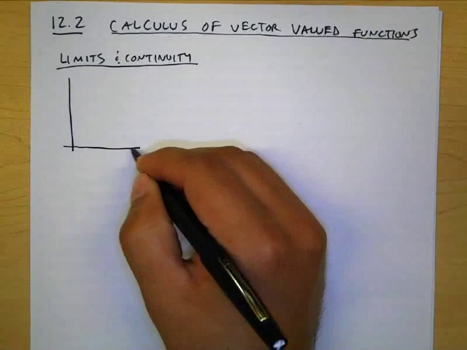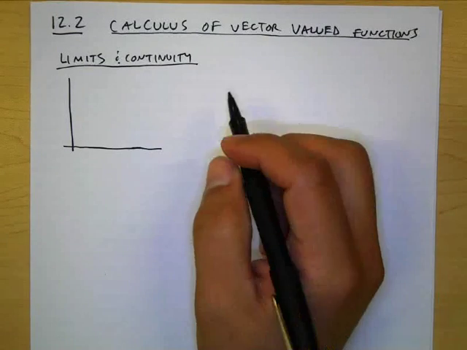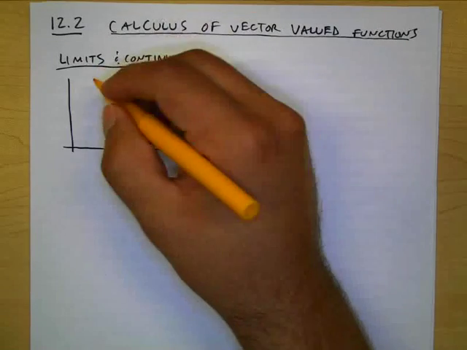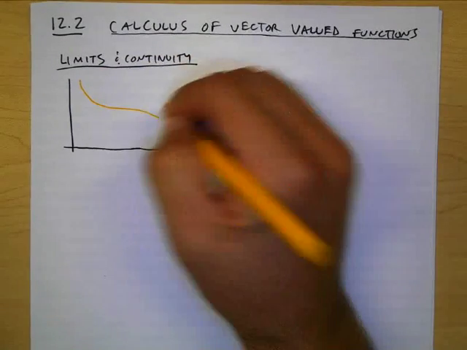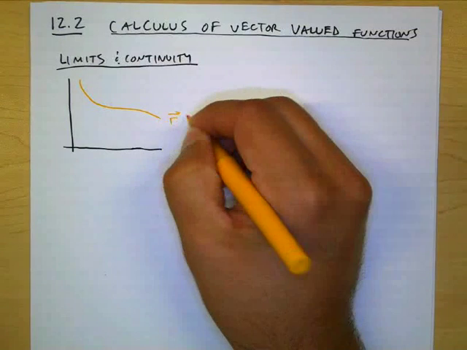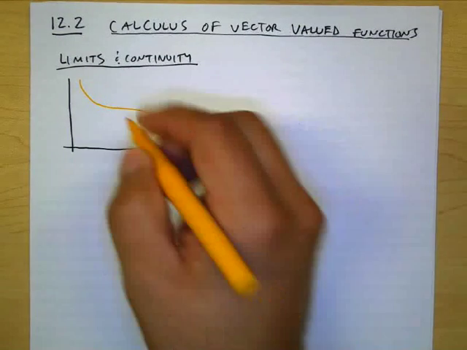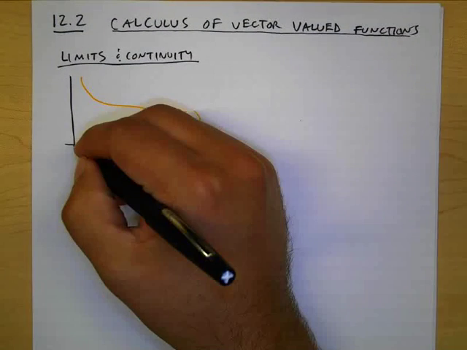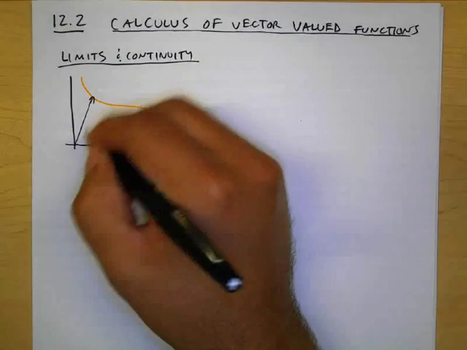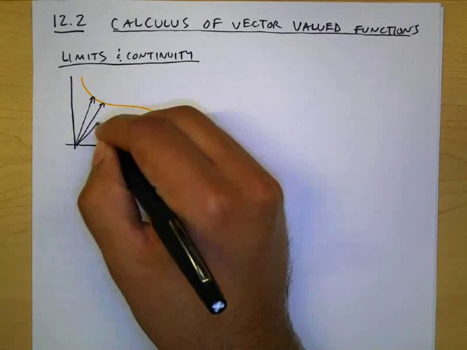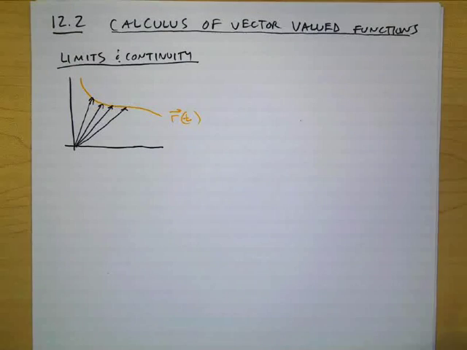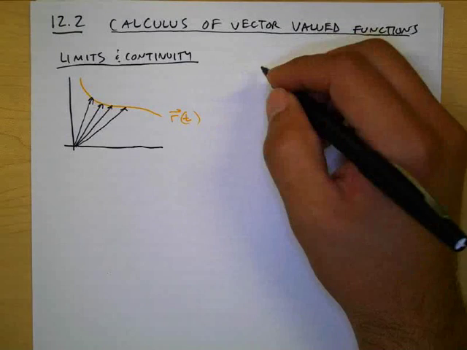When we're talking about a limit, remember that we have this happy parametric curve cruising along, and we have vectors that we have connected that generate that curve. Now the definition looks something like this.